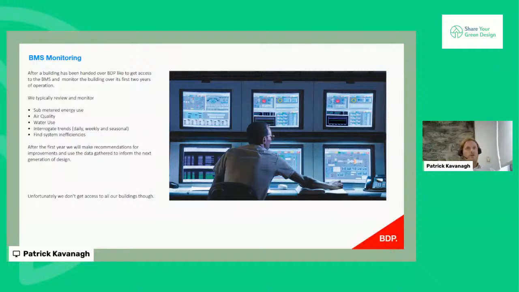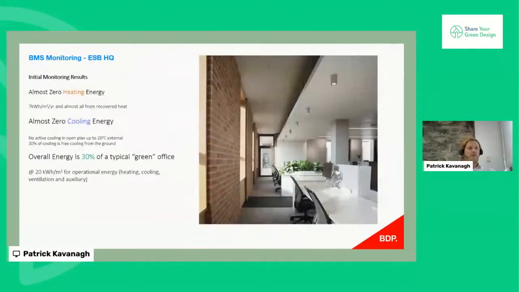So we typically review and monitor the sub-metered energy use, air quality, and water use, and we interrogate trends both daily, weekly, and seasonal, and try to find system inefficiencies. After the first year, we typically make recommendations for improvements, and we use that data gathered to inform the next generation of design. Unfortunately, we don't get access to all our buildings, but just to give you an insight into some that we do have.